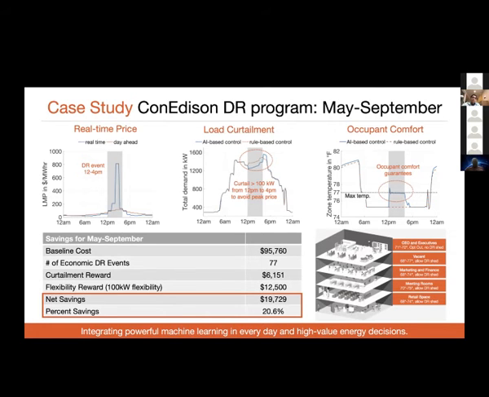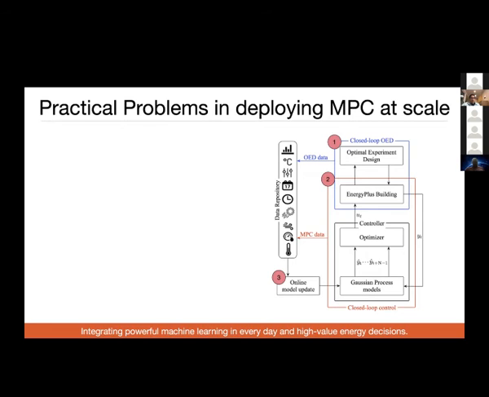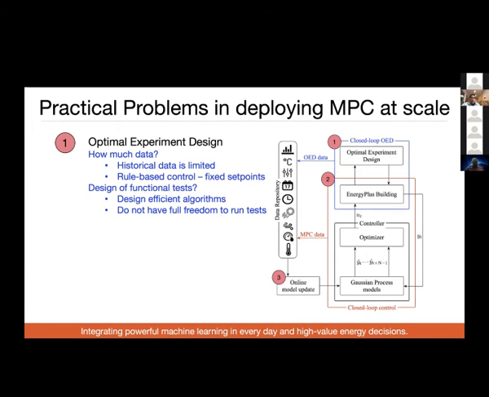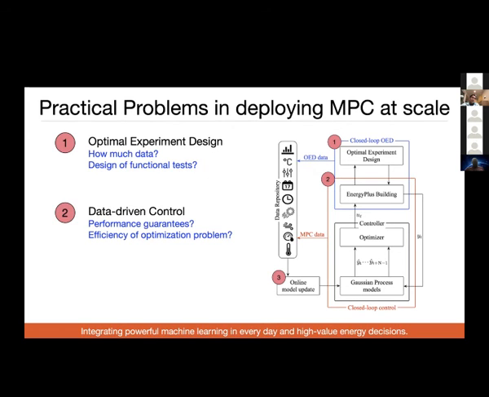And so coming back to the technical points, right? We want to first conduct optimal experiment design on how to get a high-fidelity data-driven model of that building. And we have all these basic questions: how much data, how do you run these functional tests? You're going to do system identification on a building, but you can't disturb the building. So how do you design these functional tests to get an accurate model? How do you provide performance guarantees? How do you run this energy optimization problem?